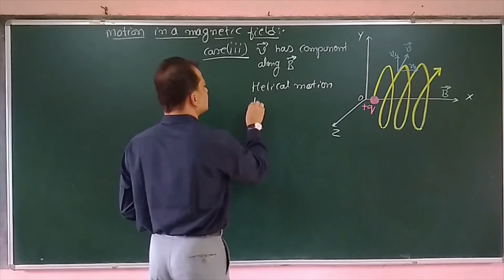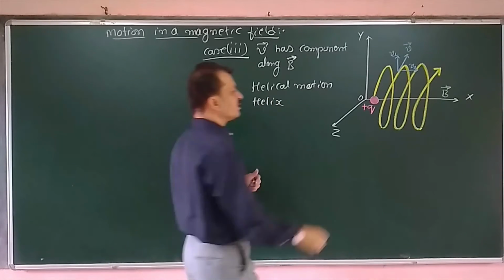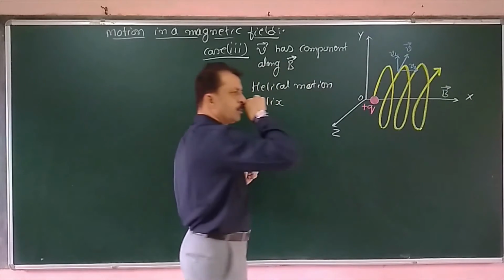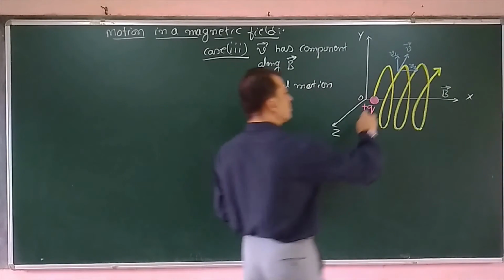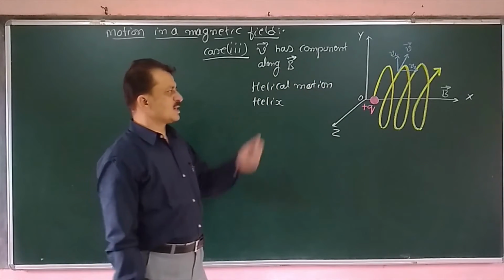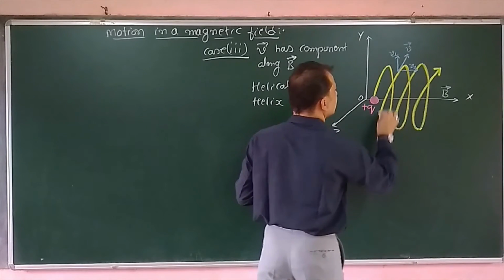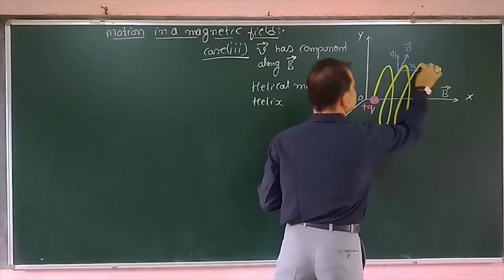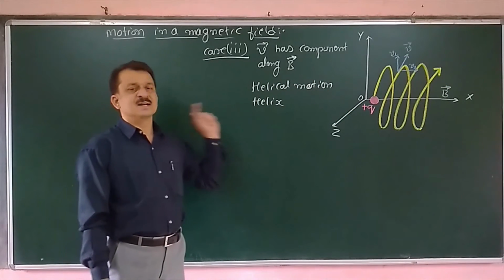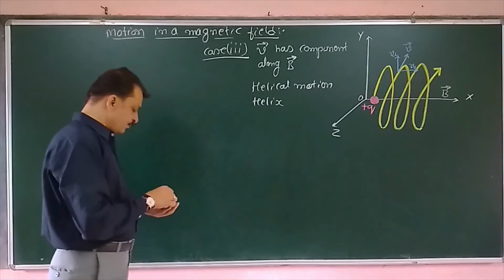Helical motion, and the path is called a helix. The horizontal component moves along the x direction, and the vertical component makes it move in a circular path. Therefore, combining these two, we are getting a spring-like path. That spring-like path we call a helix, and the motion is called helical motion.